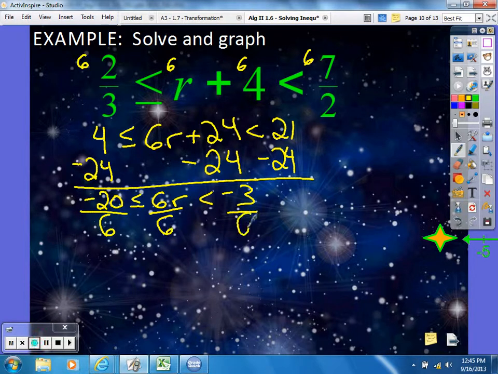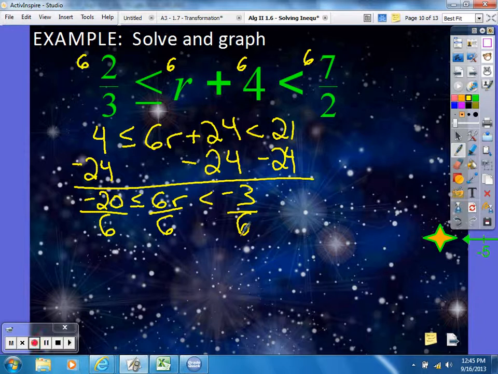Now we forgot to talk about this. But when do I ever switch that sign? Angela. If I divide by a negative or technically multiply also. Is that a negative number? No. So do I switch the sign? No.